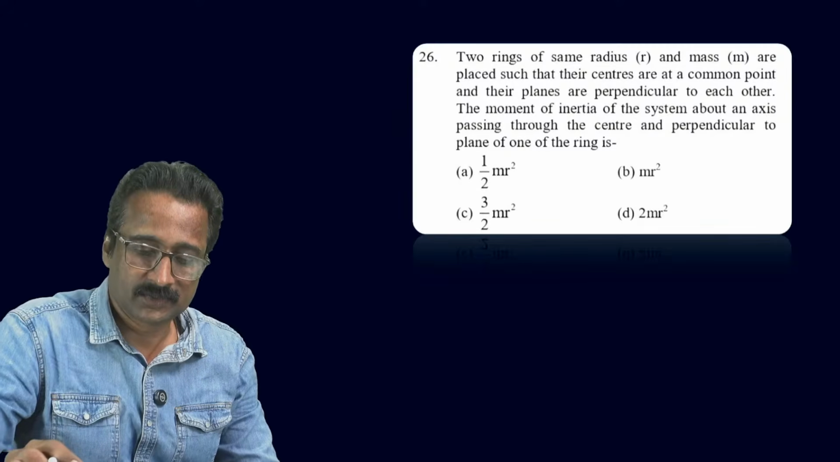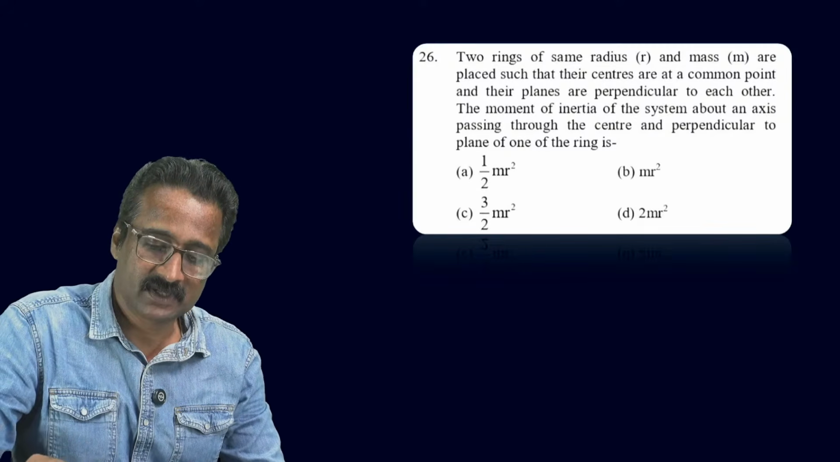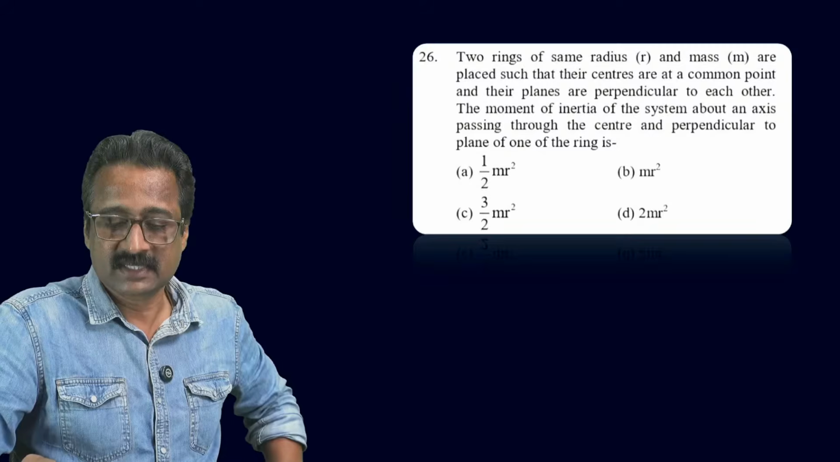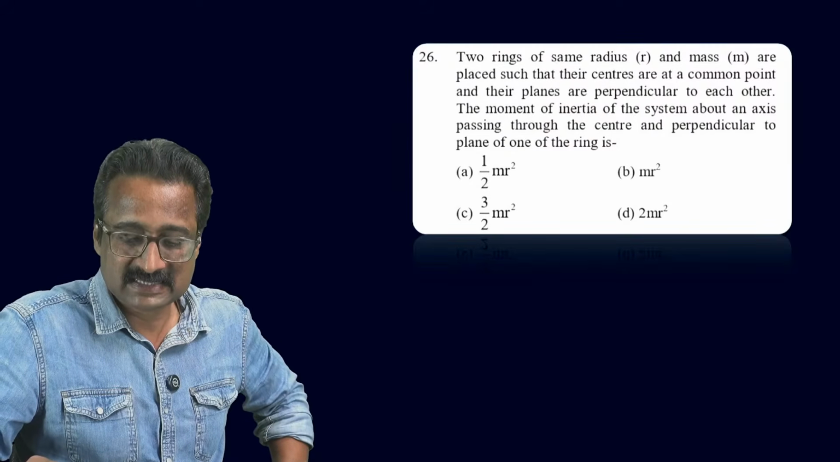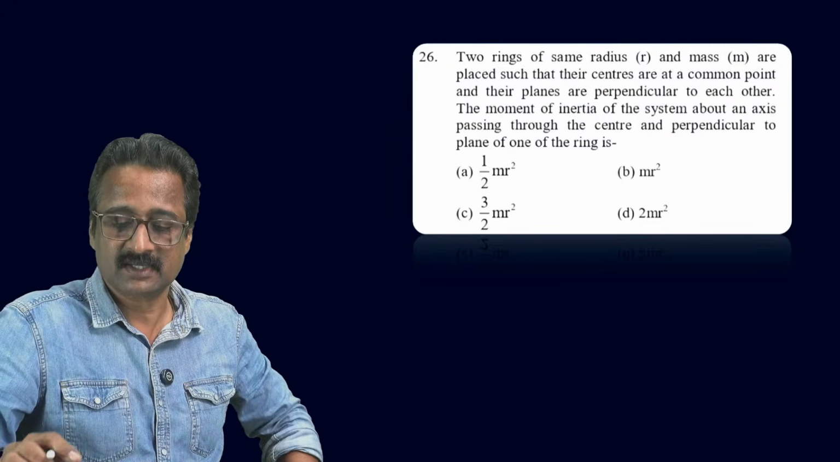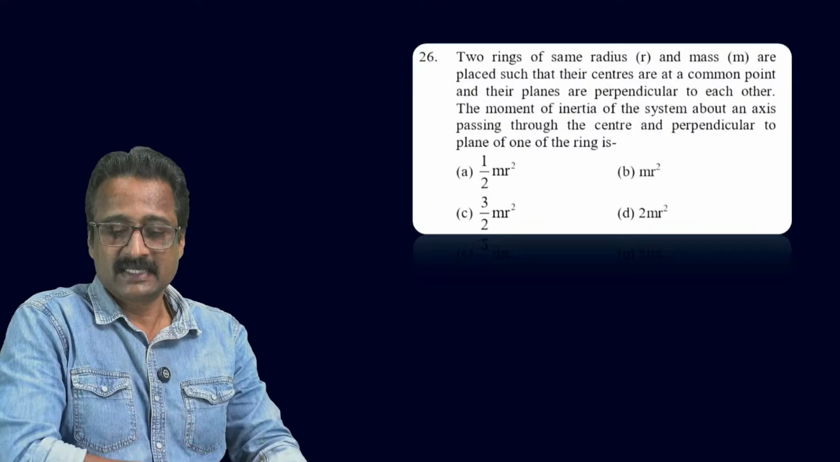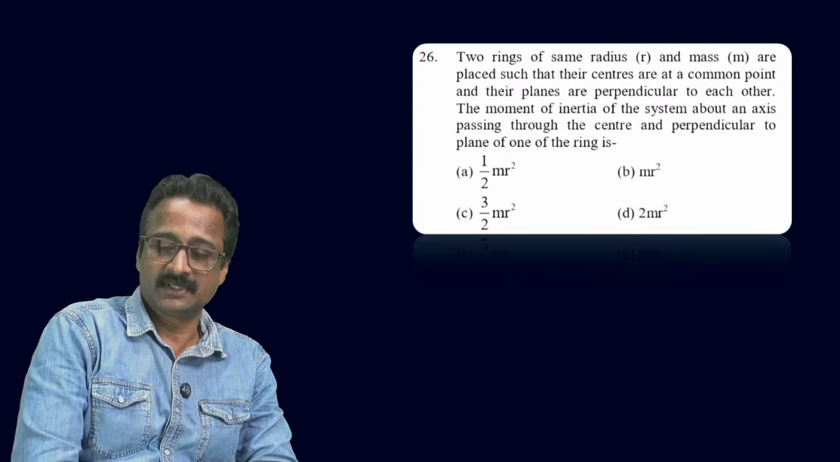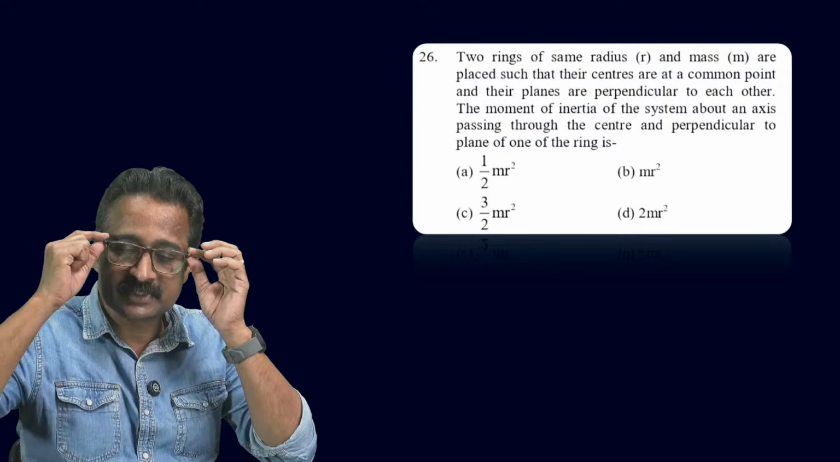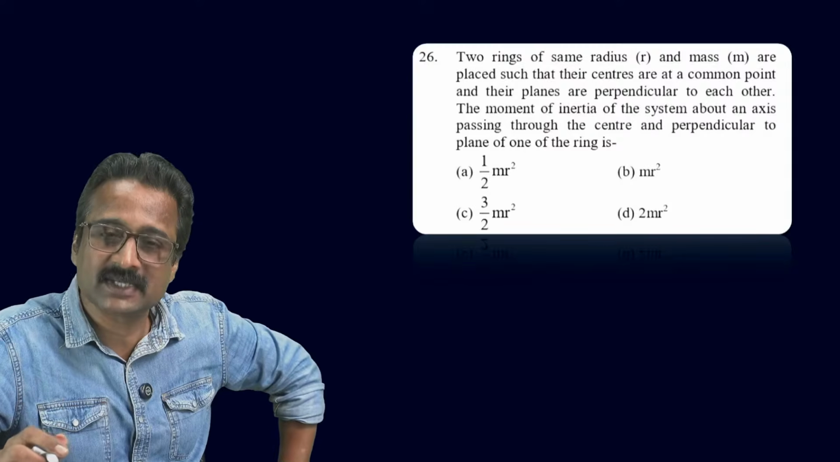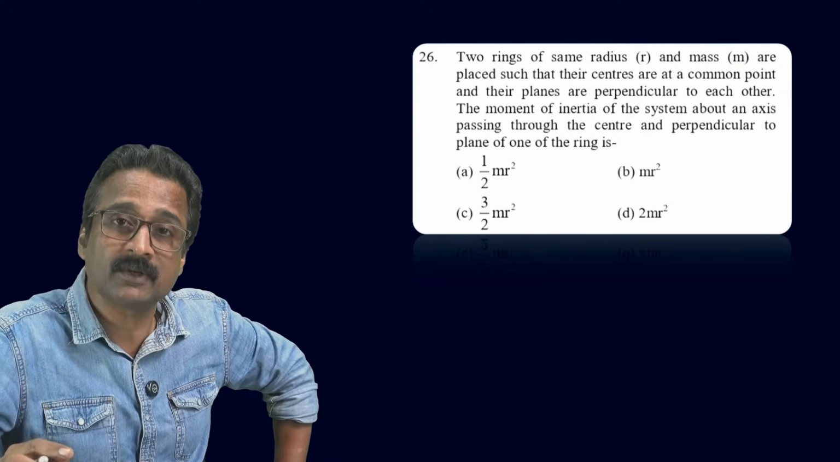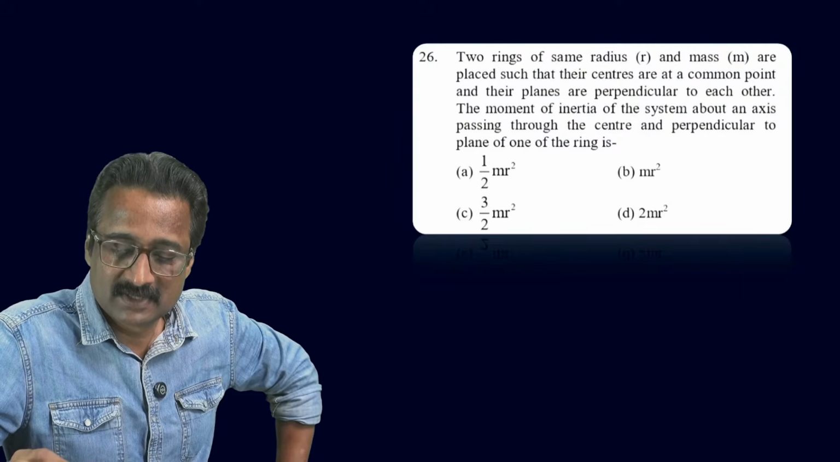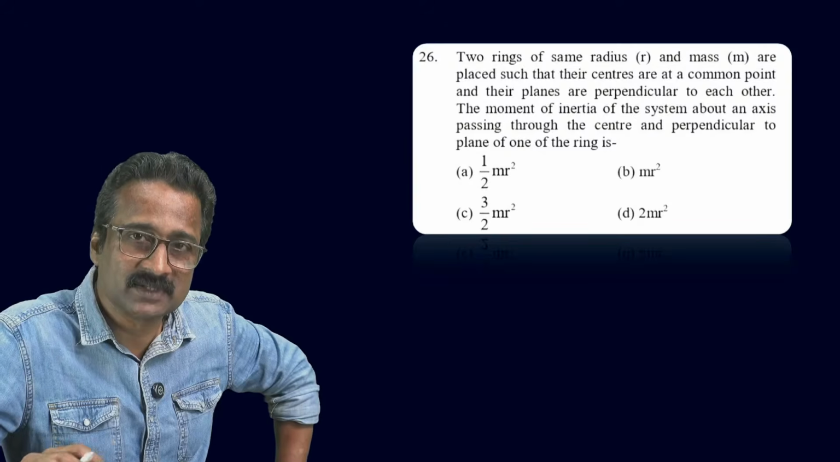Okay, let me continue. 26 is my next question. Two rings of same radius r and a small mass m are placed such that the centers are at a common point and their planes are perpendicular to each other. Moment of inertia of the system about an axis passing through the center and perpendicular to the plane of the ring will be. In the question there are two rings. There is no diagram given.